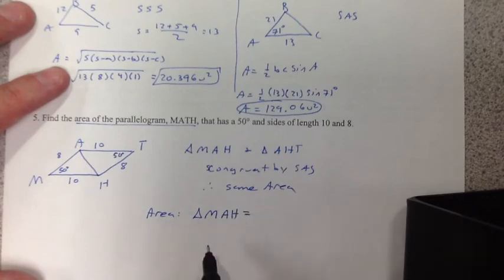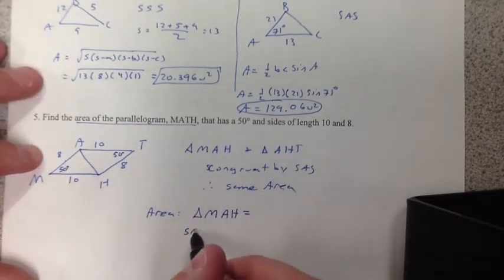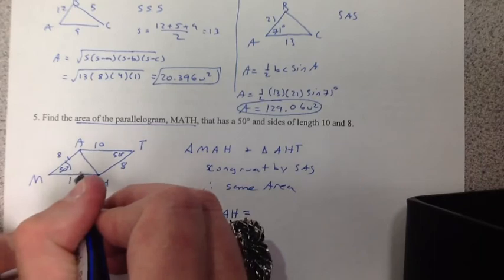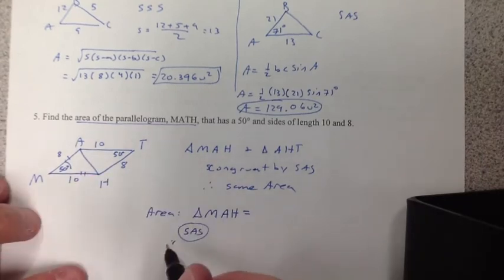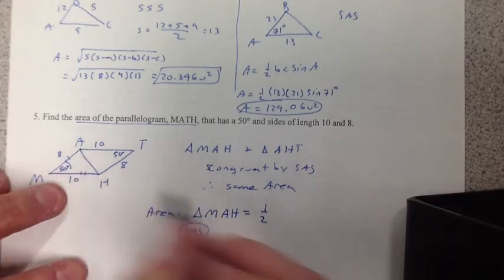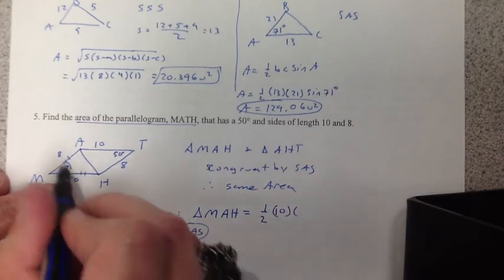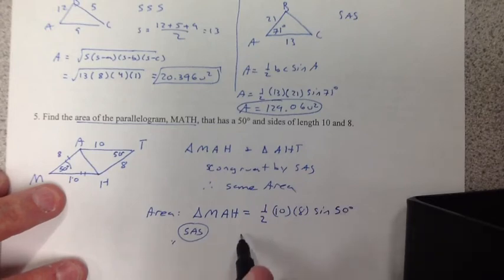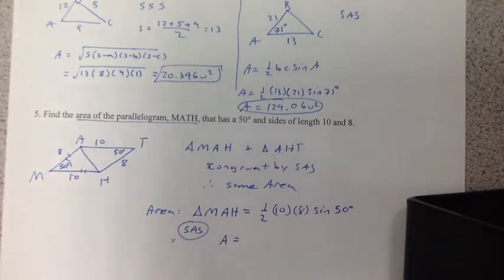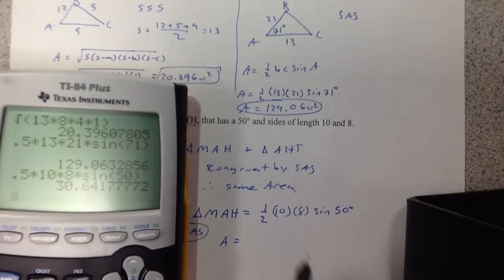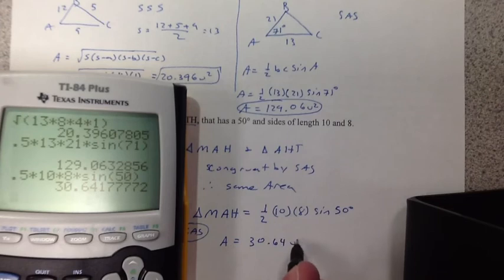Okay, to get this triangle, we're given side, angle, side. We know the rule for that one. Side, angle, side. That's our standard form. So my area is going to be 1/2 the two sides, 10 times 8 times the sine of the angle in between them, 50 degrees. And so to get my area here, I just type all of that in my calculator, 0.5 times 10 times 8 times the sine of 50, and I'm going to get 30.64 units squared.